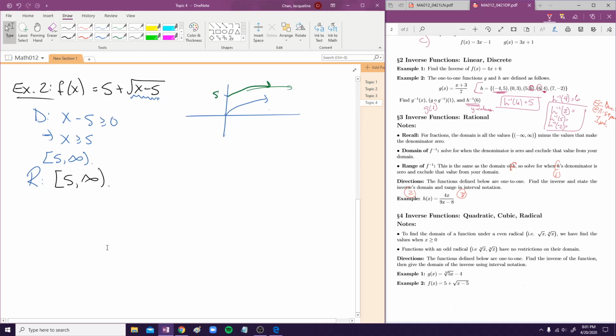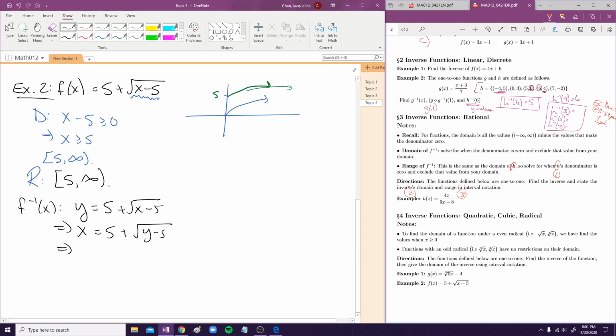Okay, so we're going to keep that in mind when we solve for our functions, right? So let's continue. So now we want to find f inverse of x. In order to do that, we have to follow the steps. So I'm going to change f of x into y. Okay, then we're going to interchange x and y. Now we're going to solve for y.